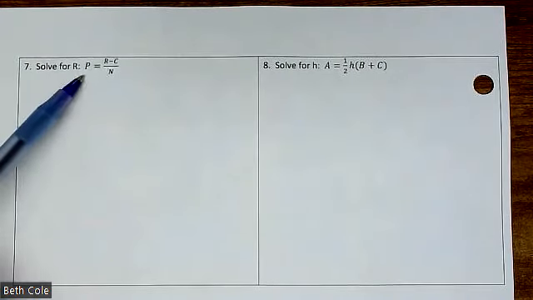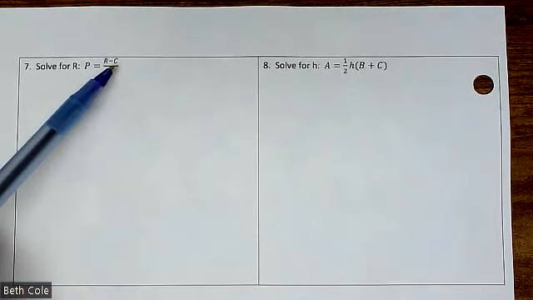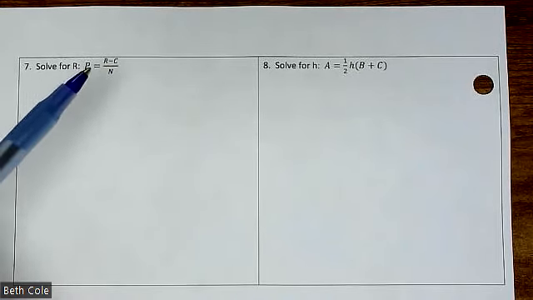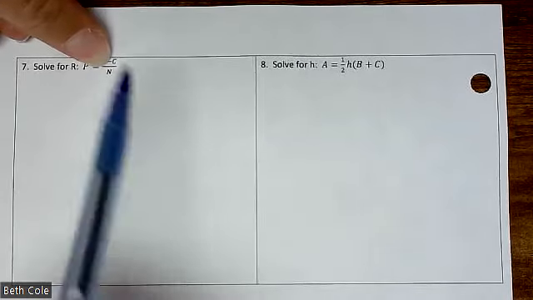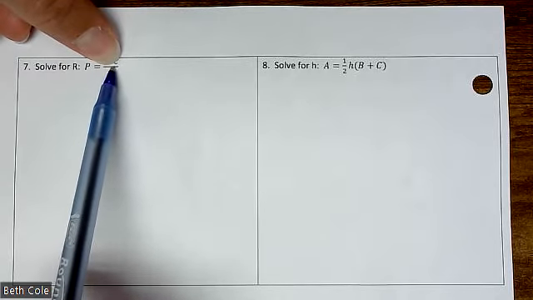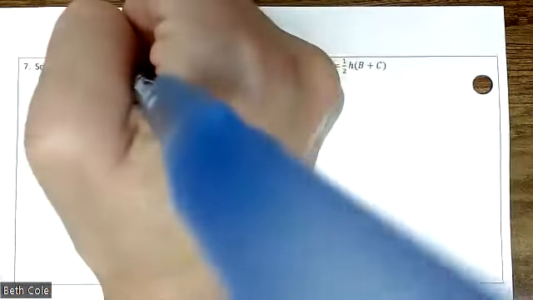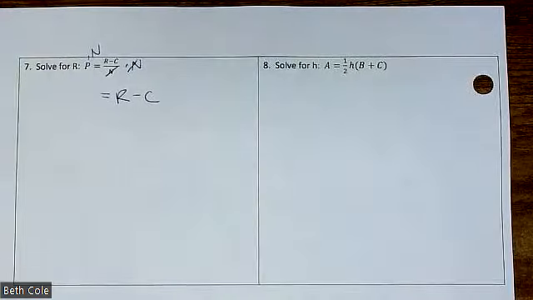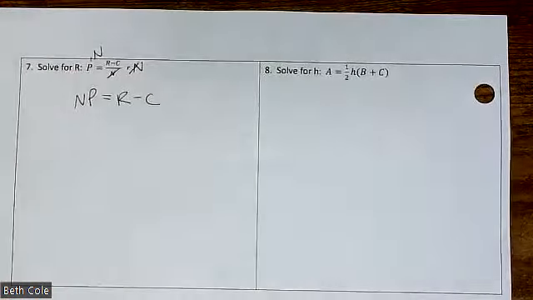All right, this says solve for R. R is on the right side of the equation, so be careful. But that means don't touch R, leave R where it is. So what would you do to both sides to start trying to get the R by itself? Times N. This bar means divide, so we want to multiply. You're just doing the opposite. So on the right side, you still have R minus C. On the left, you can write PN or NP. It really doesn't matter. It won't matter what order you put it in.